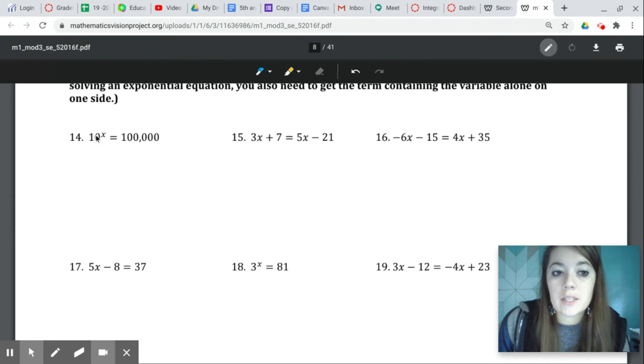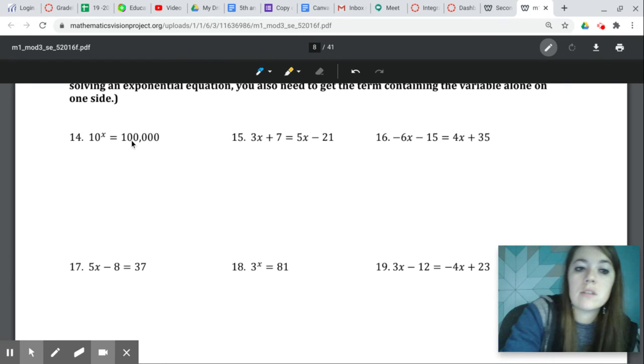So dealing with exponents. If we take 10 to the exponent, whatever exponent we take it to, that's how many zeros it's going to have. So if we count our 100,000, we have 1, 2, 3, 4, 5. So it's x equals 5.